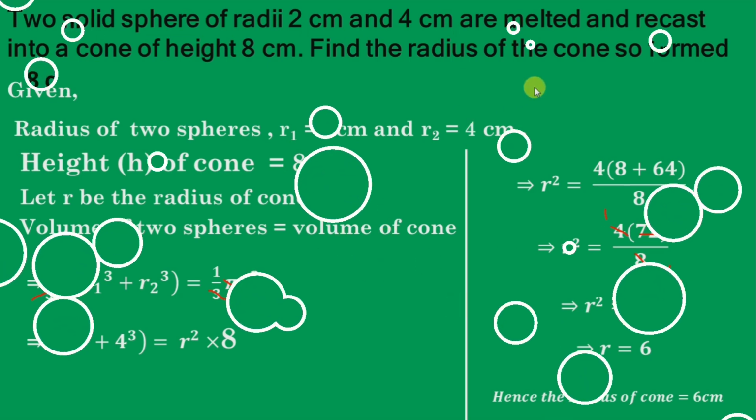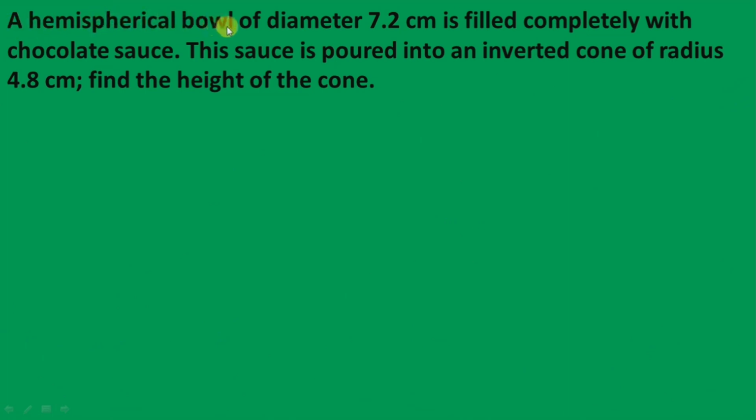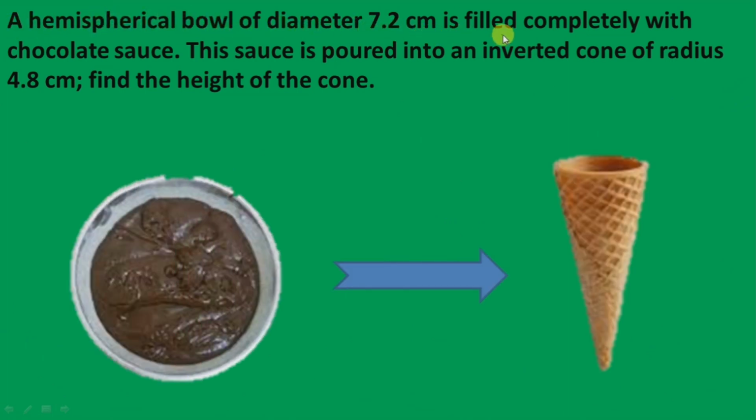So now next question. A hemispherical bowl of diameter 7.2 centimeter is filled completely with chocolate sauce. This sauce is poured into an inverted cone of radius 4.8 centimeter. Find the height of the cone. So there is a hemispherical bowl where I'll put the sauce, and later on this sauce is poured into an inverted cone whose radius is 4.8 centimeter. We need to find the height of the cone. So from this question we come to know that volume of hemispherical bowl is equal to volume of cone.